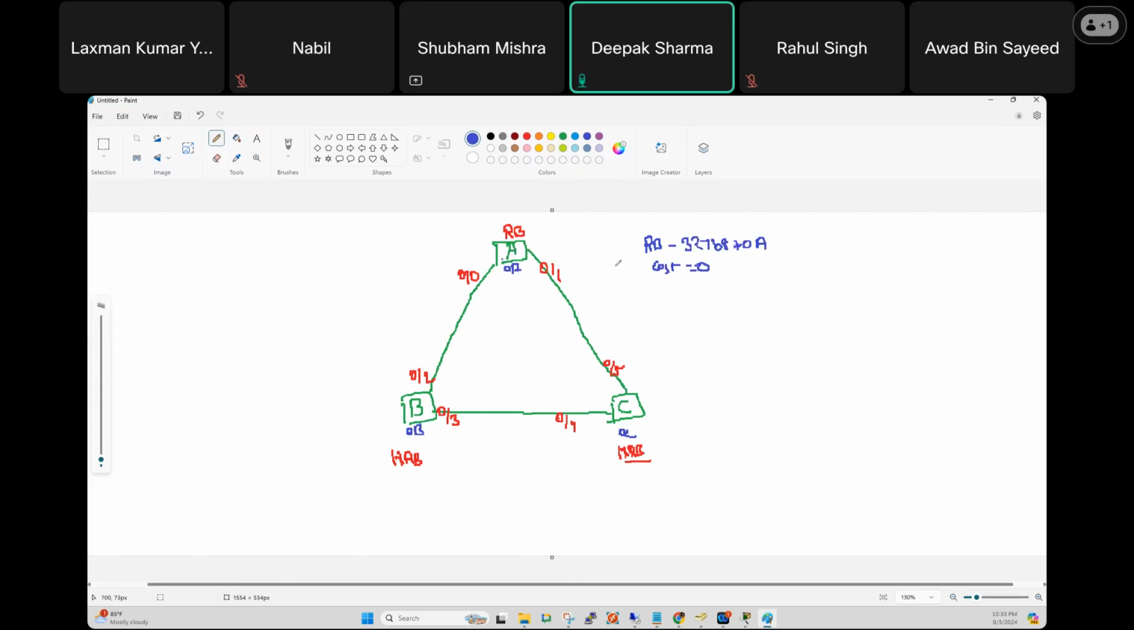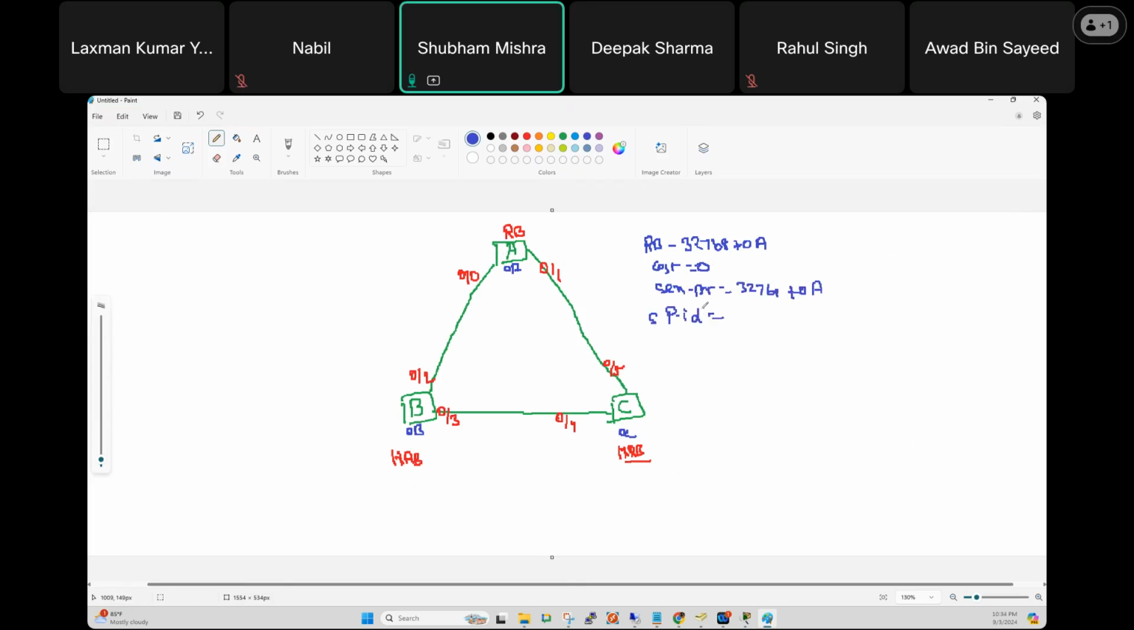Now, sender bridge ID. Sender bridge ID means the bridge ID of the switch that is sending the BPDU. So who is sending the BPDU? Root bridge A is sending the BPDU, so the bridge ID will be 32768 plus 0A.